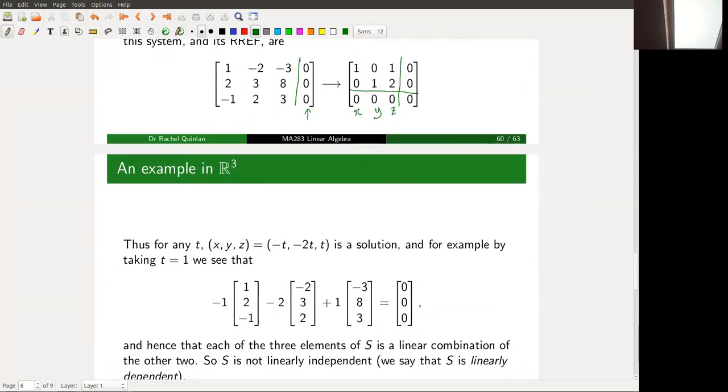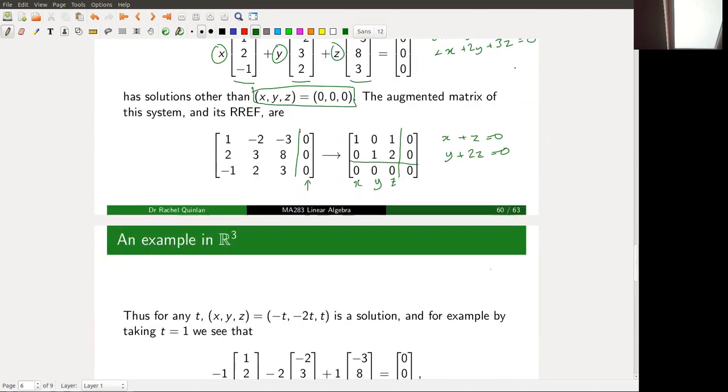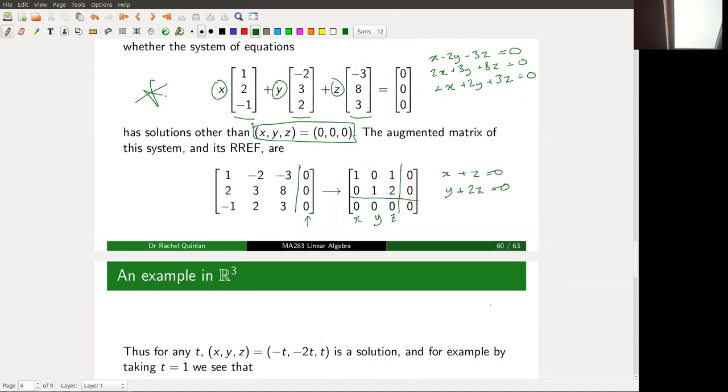So just to write down the solutions, if we let T be a parameter that's assigned to the value of Z in a solution of the system, here we see the first equation is saying that X plus Z should be 0. Second equation here is saying that Y plus 2Z should be 0. And as long as you have three numbers, X, Y, and Z, that satisfy both of those two equations, then you have a solution of this system.